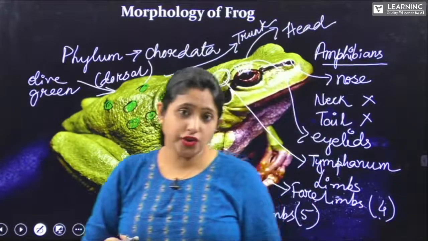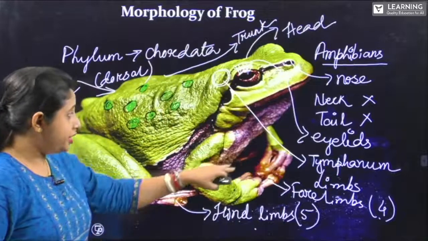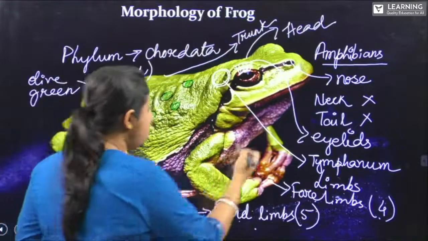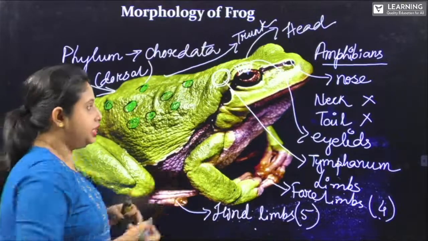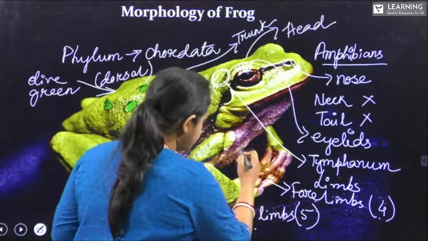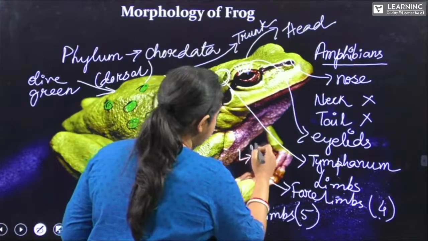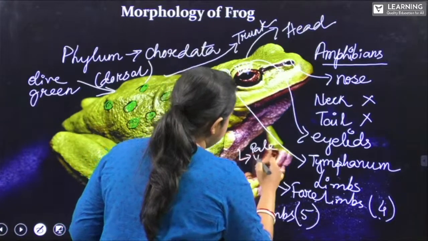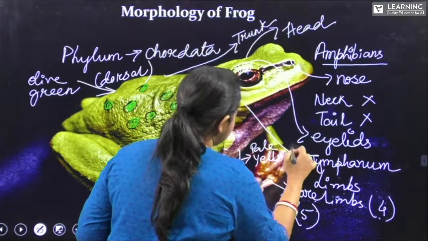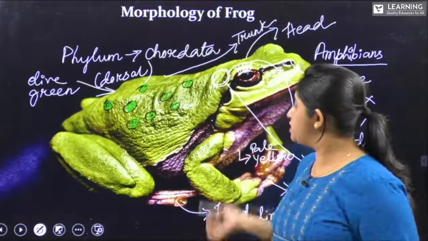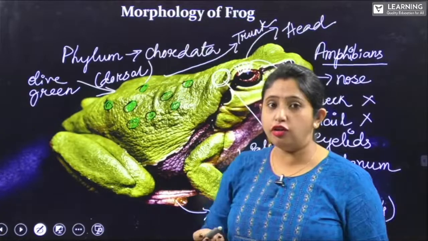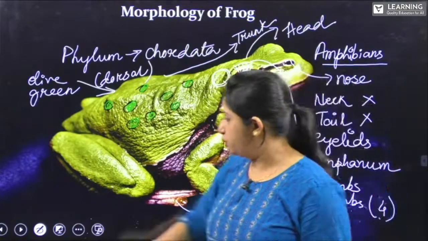And look into the ventral side, that is the downside portion. The ventral side will be pale yellowish or yellow in color. Is that clear? So this is about the morphology of the frog which you should know.